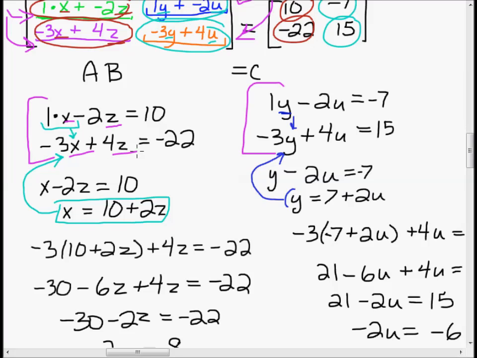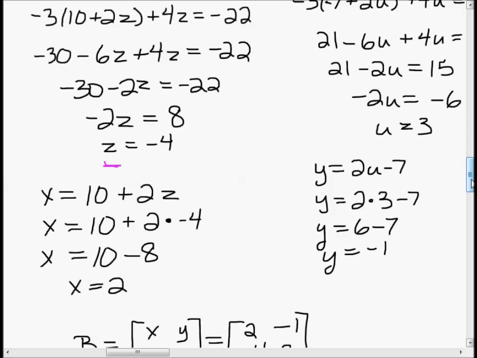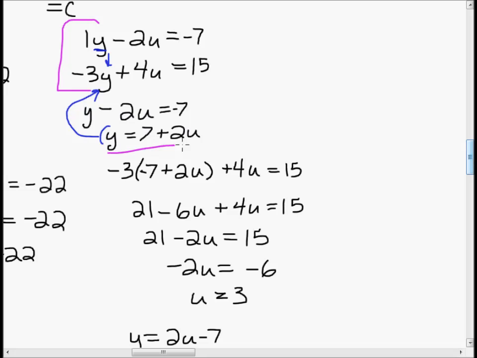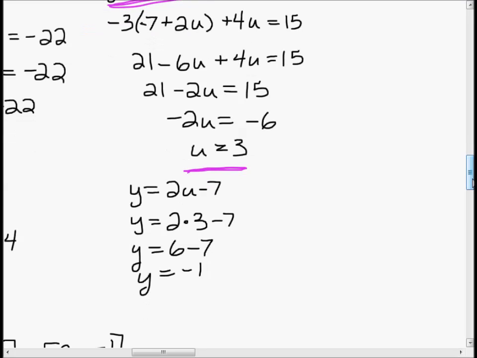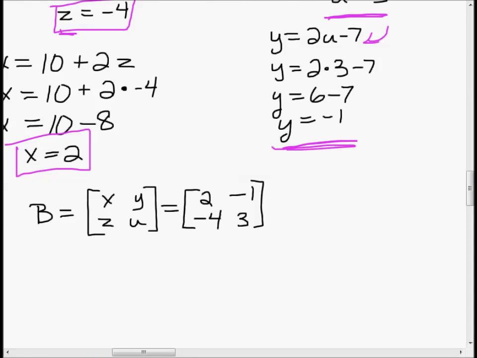And we solved. So first we solved for x right here. We plugged that back in. We got a value for z. We plugged that back into our first solving for x, and then we got a value for z, and we got a value for x, and then we did the same thing over here. First we solved for y, we plugged that in, we got a value for u, we plugged that back into the equation that we had used to solve for y, we got a value for y, and then all we did is we plugged the value for x, the value for y, the value for z, and the value for u into our matrix, and that gave us the answer.